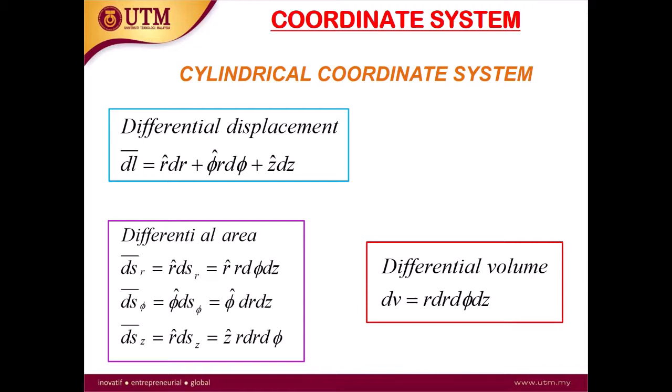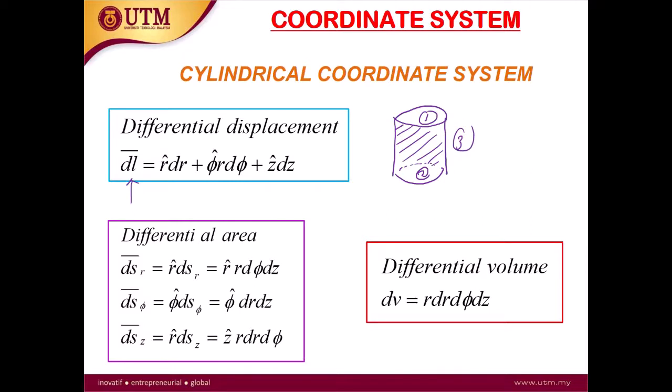Okay, this is the conclusion. We have a differential displacement dL, and then we have the differential of area. When we discuss area, let's say the cylinder like this. How many areas does the cylinder have? Let's say the top one is the first area, the second one is at the bottom, and the third one is along the side of the cylinder.